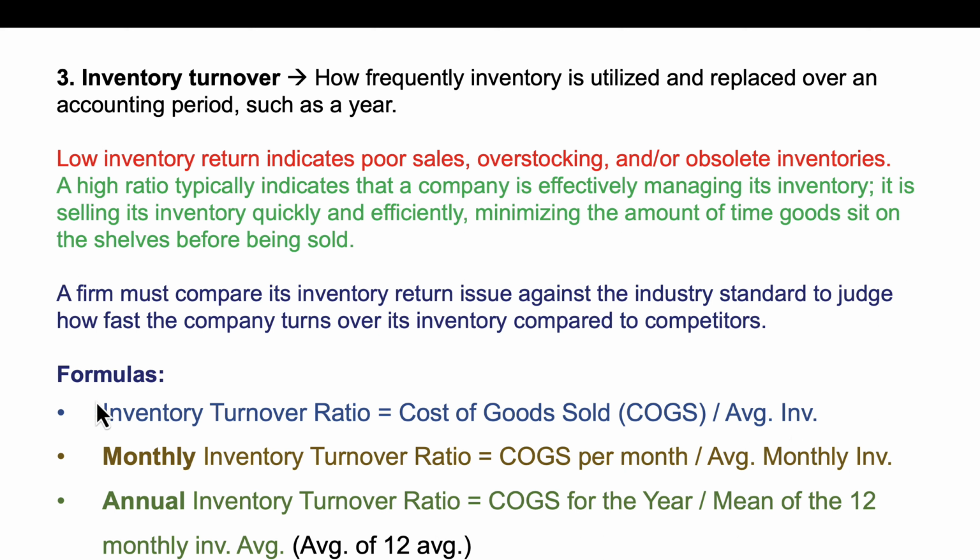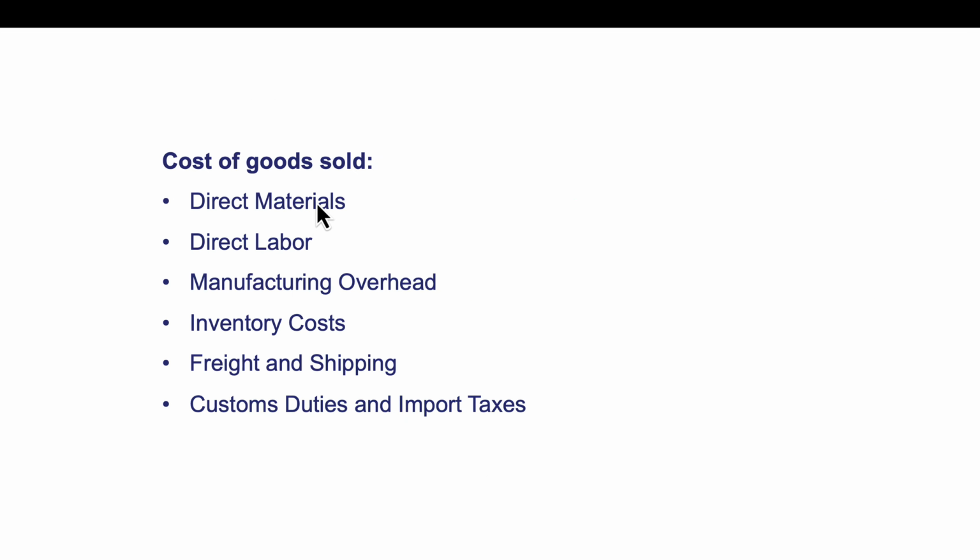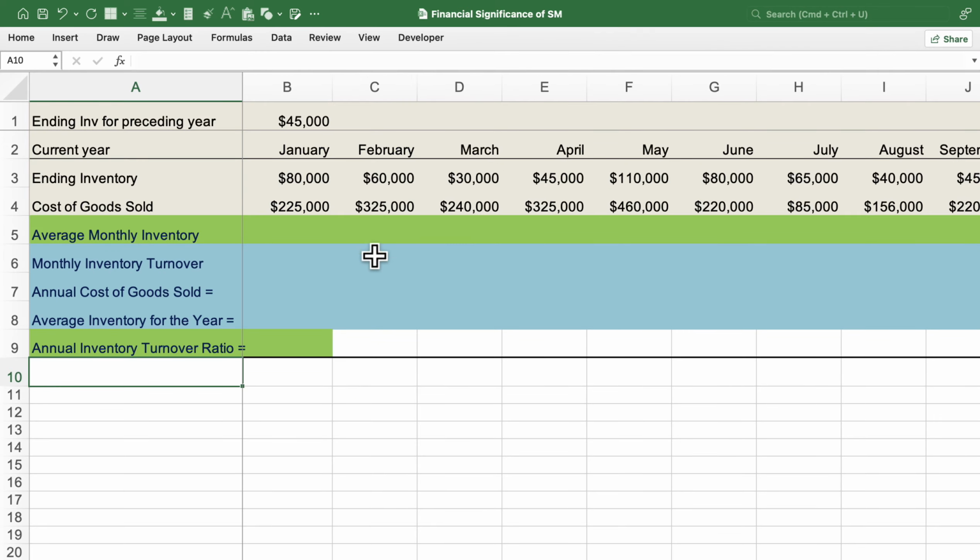If we are using this at a monthly level, then we'll be dividing cost of goods sold per month by average monthly inventory. If we want to calculate it at the annual level, then we'll be using the mean of 12 months. Cost of goods sold includes direct material, direct labor, manufacturing overhead, inventory cost, freight and shipping, and customs duties and import taxes.